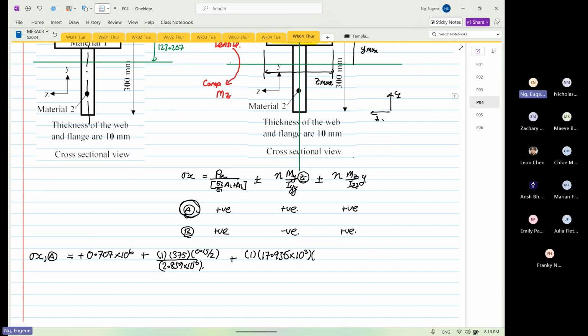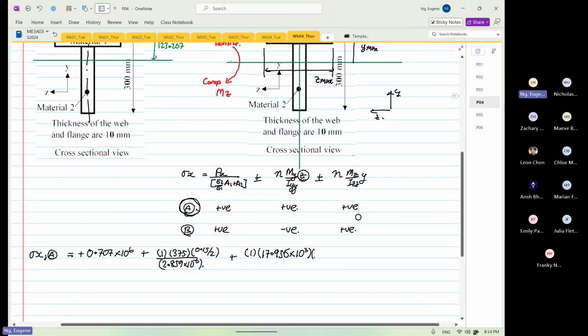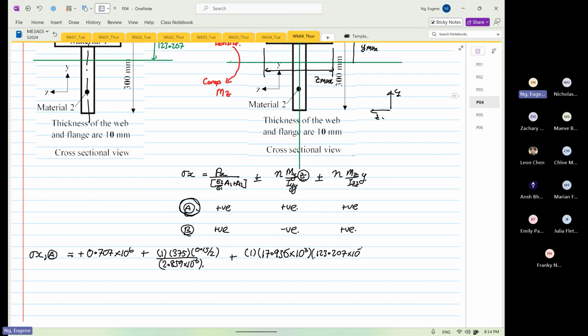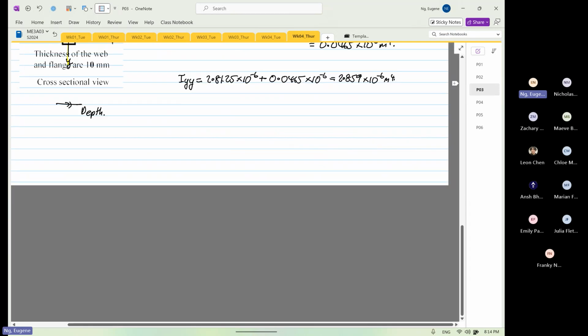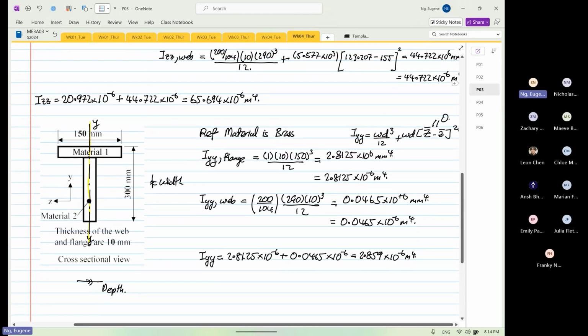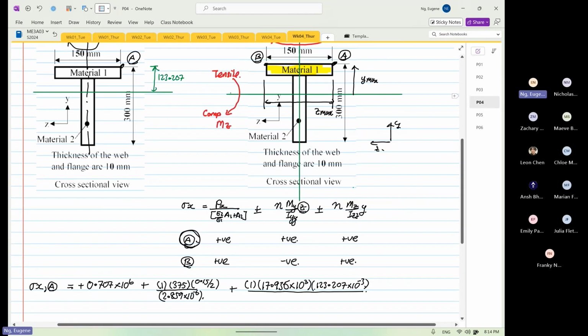Then multiply by the Y distance, right? So the Y distance is the centroid distance. So the centroid is 123.207 times 10 to the power 3. And then we divide by Izz. So Izz, we found that out. Izz is equal to what? Izz is equal to 65.694.